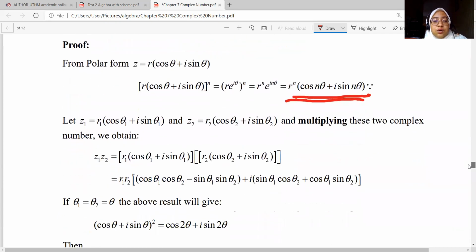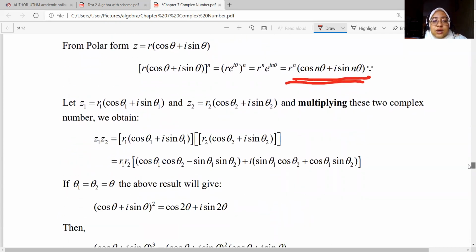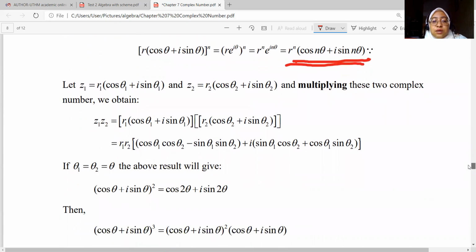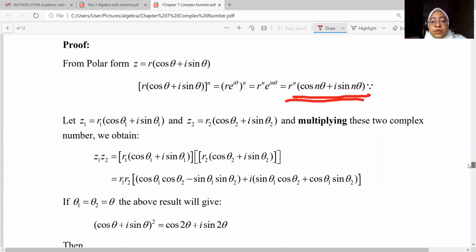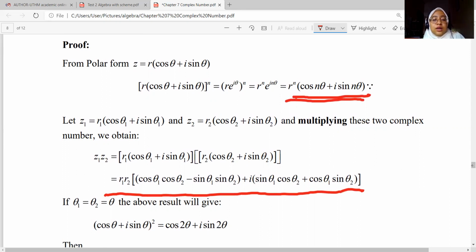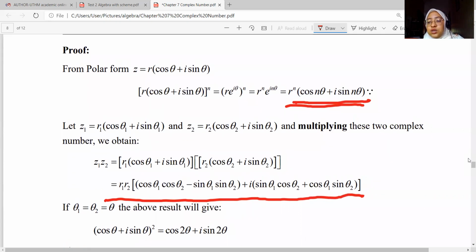Let Z1 equal R1 times cos theta 1 plus i sin theta 1, and Z2 equal R2 times cos theta 2 plus i sin theta 2. Multiplying these two complex numbers, we obtain Z1 times Z2 is equal to R1... Okay, this part is the multiplication using the polar form. If theta 1 is equal to theta 2, which equals theta, the above result will give cos theta plus i sin theta squared. It will become cos 2 theta plus i sin 2 theta.